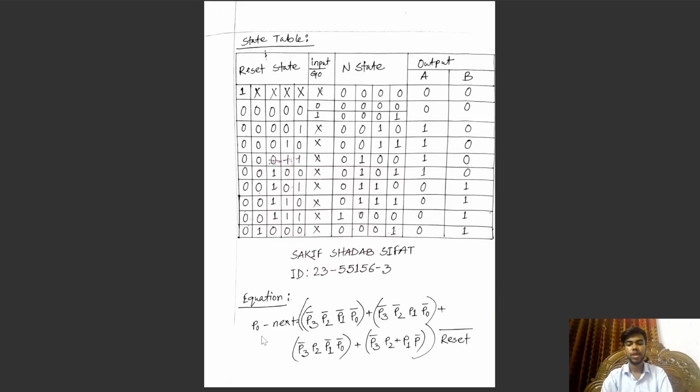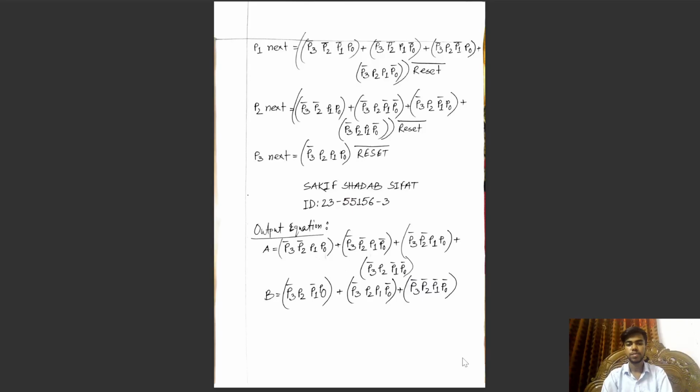P0 next would be P3 bar, P2 bar, P1 bar and P0 bar, plus P3 bar, P2 bar, P1 and P0 bar, then plus P3 bar, P2, P1 bar and P0 bar, plus P3 bar, P2, P1 and P0 bar. Then it goes to reset.